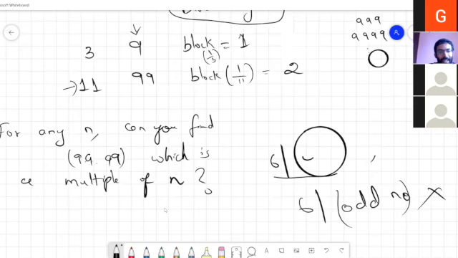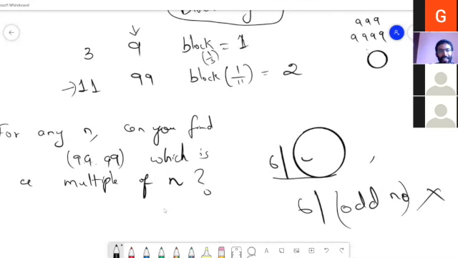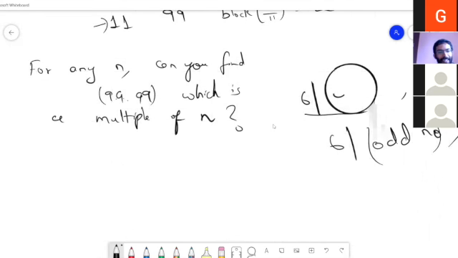Let's take 1 by 13. Can anyone tell me the block length for 1 by 13? It's 6. Yeah. Okay, so the block length is 6. Okay, so what is the smallest sequence of 9s that is a multiple of 13?